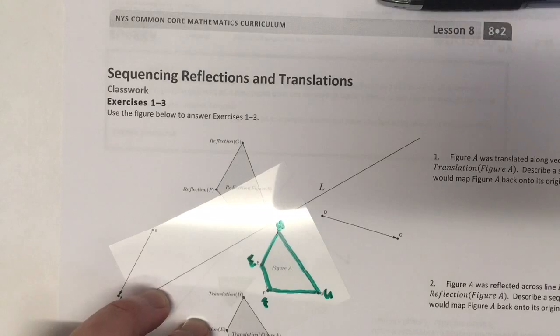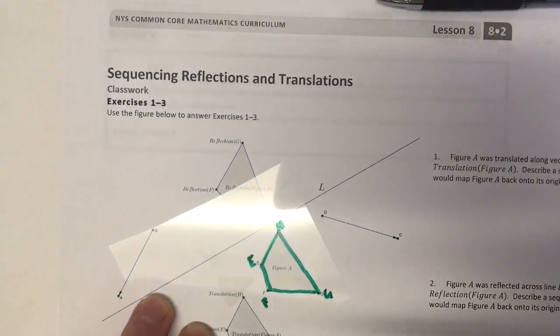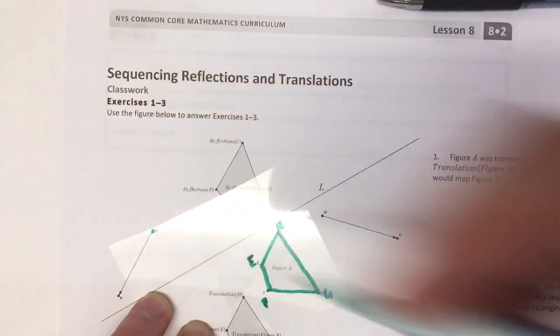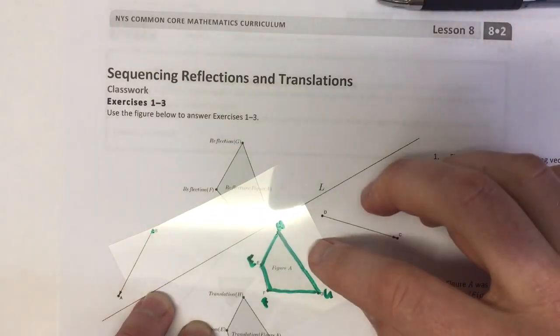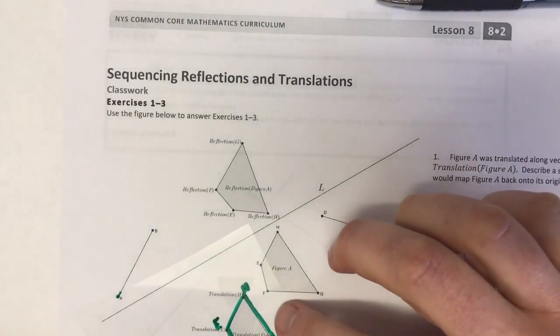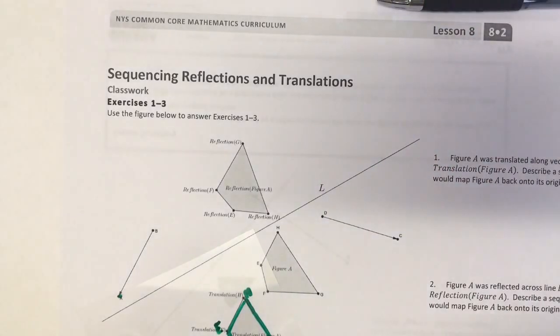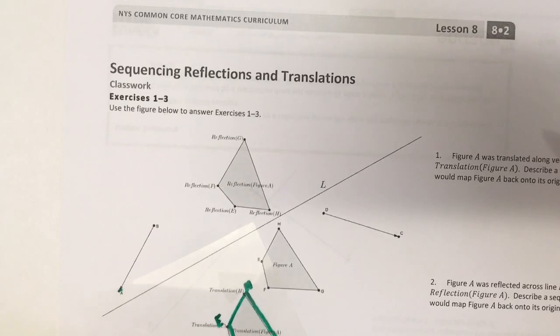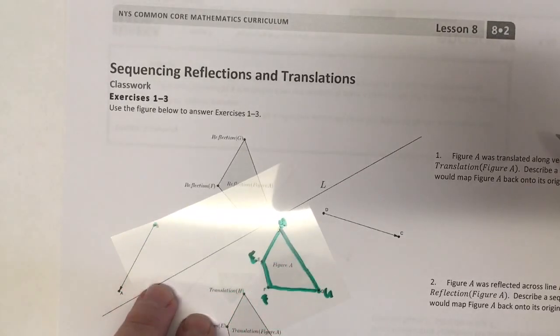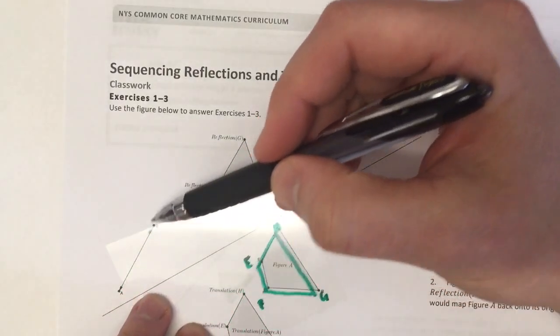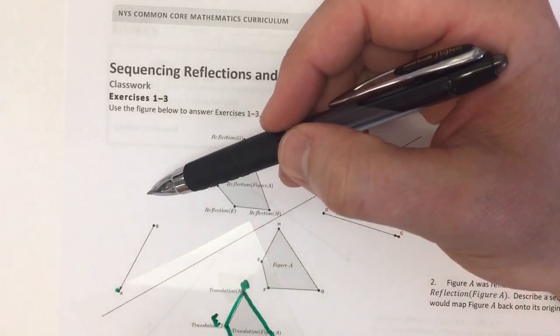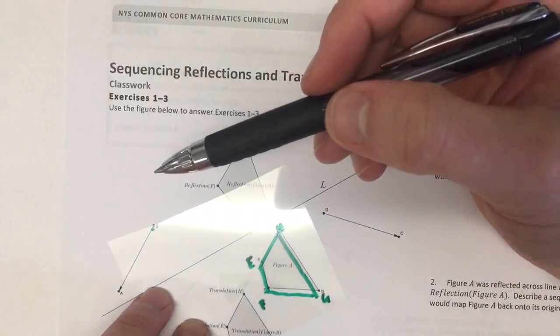So it says figure A was translated along vector BA. So if I go down this vector, that's the result, and it lines up. And the question is, describe the translation that would map figure A back onto itself. So I have to go back. If you can see, if you're looking over here, you can kind of see if I start here, how do I get back? Well, I go in the reverse order.